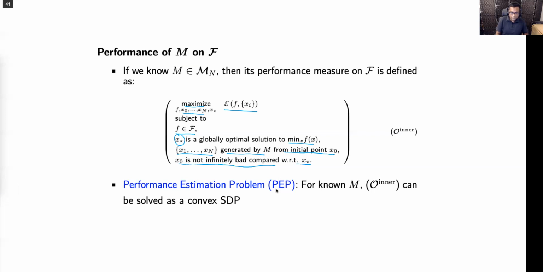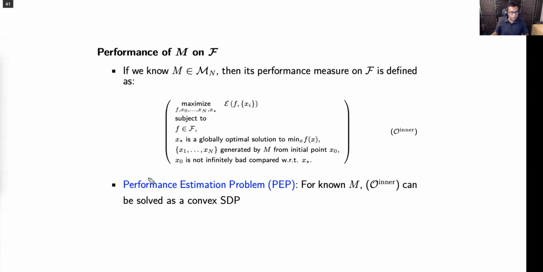Now, the performance estimation problem, PEP, shows that for a known M, this inner problem, so we are calling this entire problem O inner, can be solved using PEP as a convex semi-definite optimization problem.